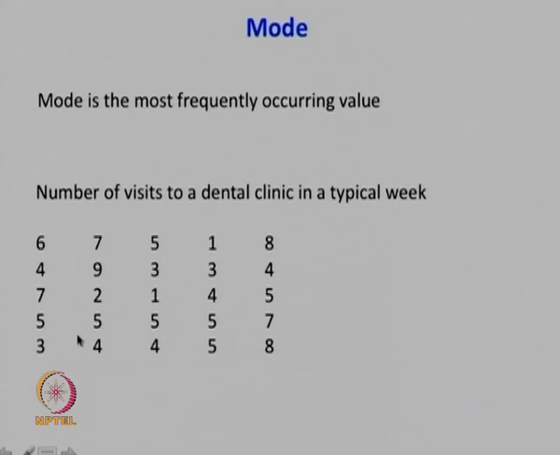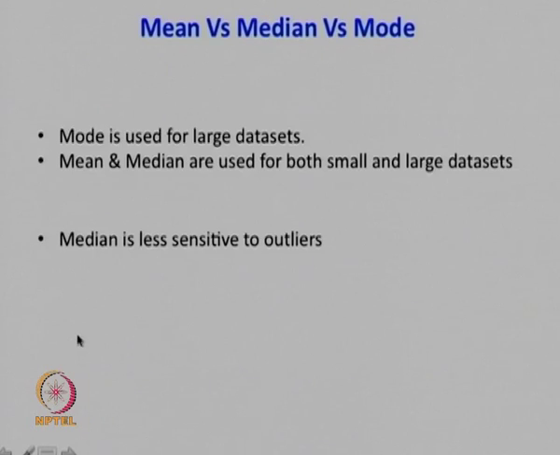Okay. So, this brings us to the question as to which of these 3 values should you really consider: mean, median, or mode. And it is clear that generally mode is used when you describe large data sets. Mean and median can be used interchangeably for both small and large data sets. And as we discussed, the arithmetic mean is of course sensitive to outliers, but the median is less sensitive to outliers.